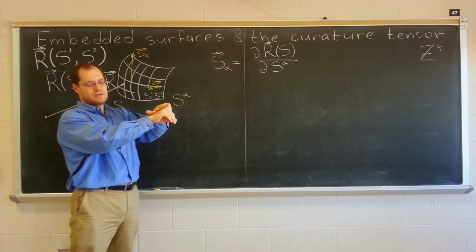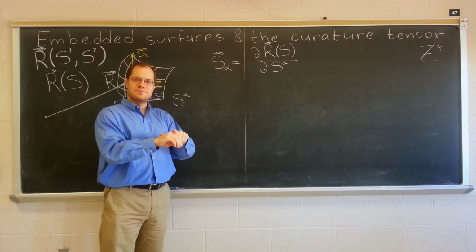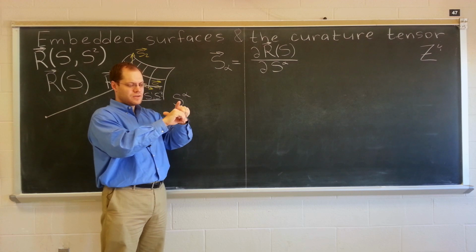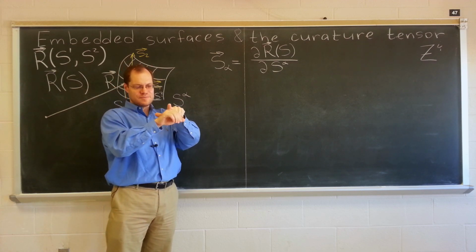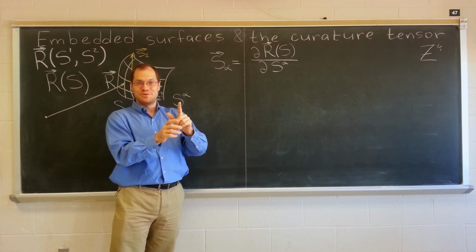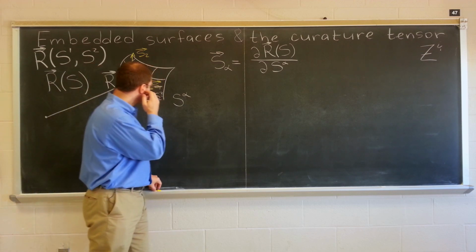That's obviously important. Why don't they lie in the surface? Well, it's because the surface is curved. So curvature is beginning to rear its beautiful head. Okay, so that's the tangent space.